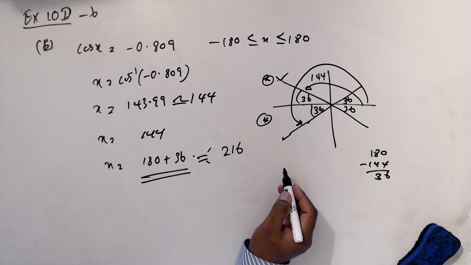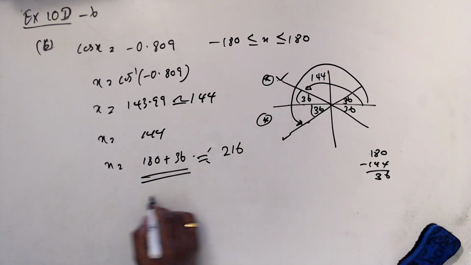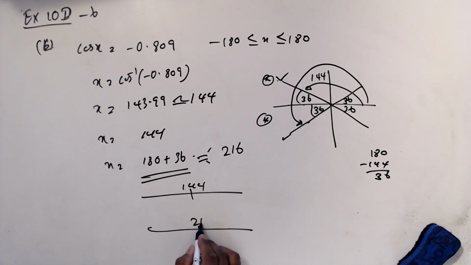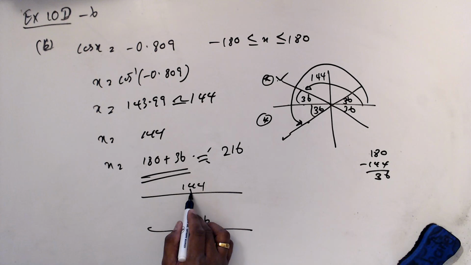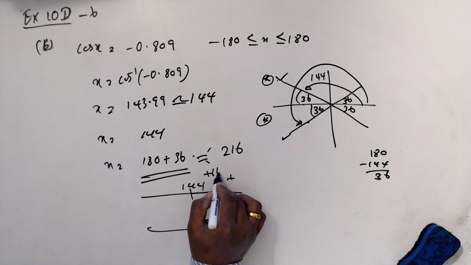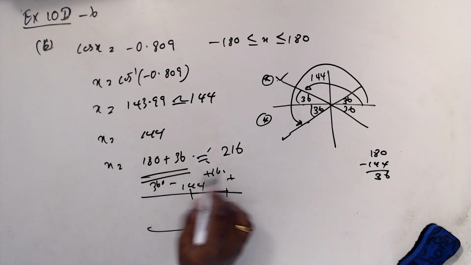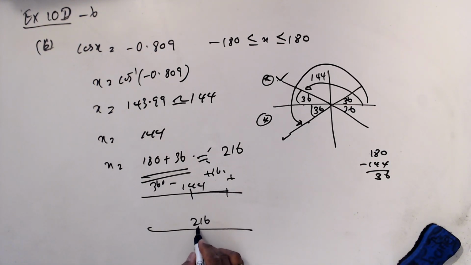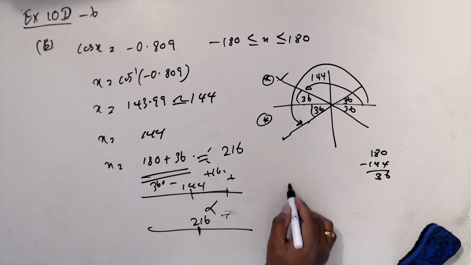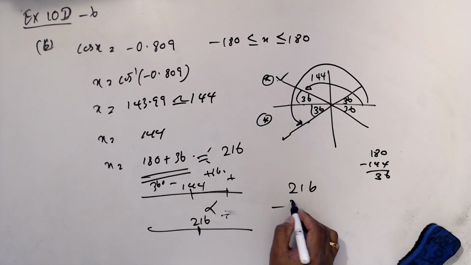216. So we have one is 144, other one is 216. There's no point of adding 360 or taking out 360. It is out of range. 216, no point of adding. Already this is out. So shall I take 216 out?